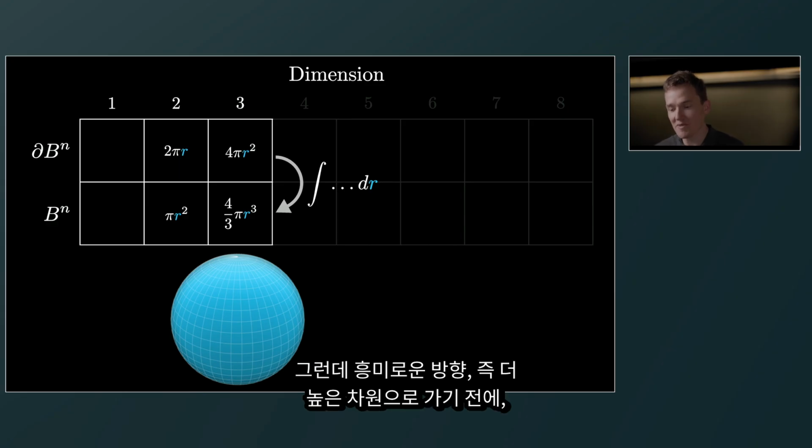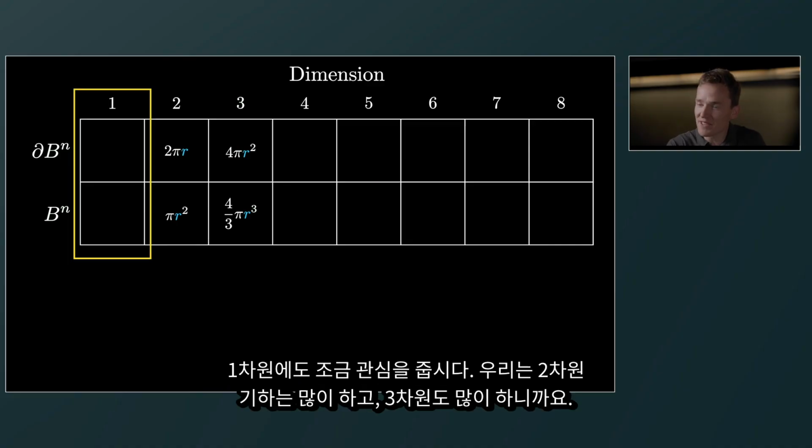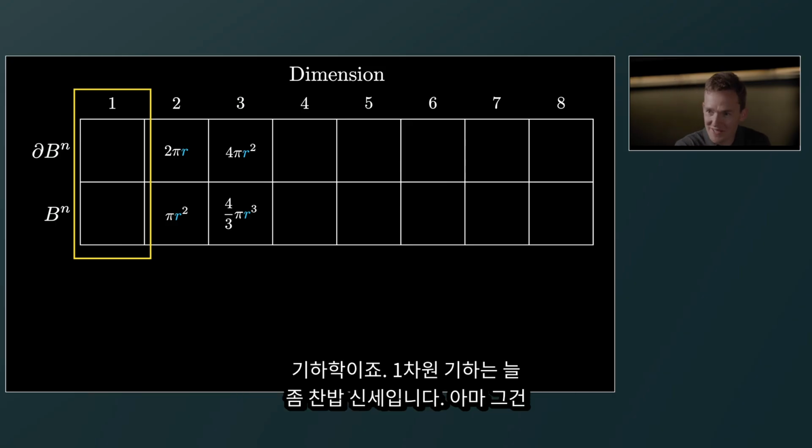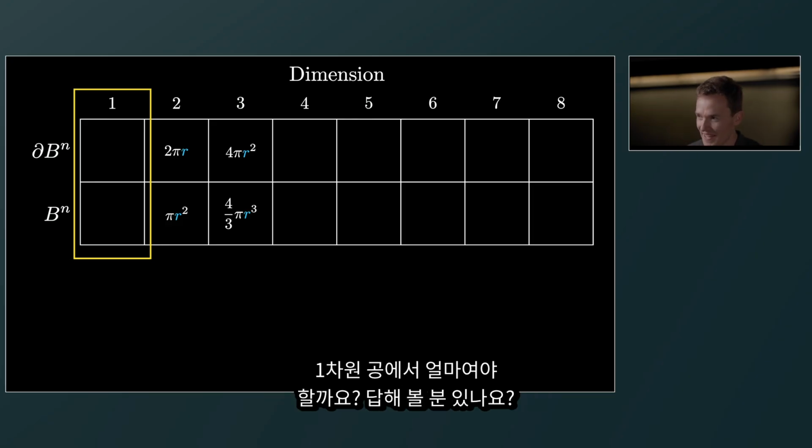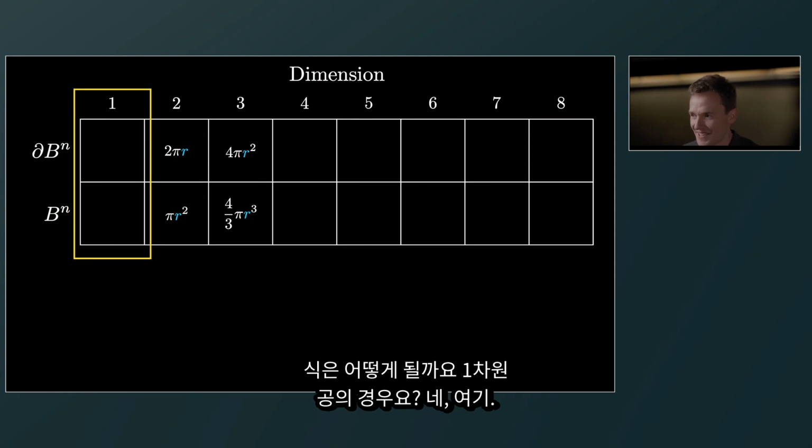Before we go in the interesting direction to all the higher dimensions, let's give a little love to the first dimension. Because we do a lot of 2-dimensional geometry, we do a lot of 3-dimensional geometry. 1-dimensional geometry always kind of gets the short shrift. And maybe it's because it's a little less fun. But take a moment and think, what should the volume of the interior of a 1-dimensional ball be? Anyone want to hazard an answer? What should the formula be for a one-dimensional ball?